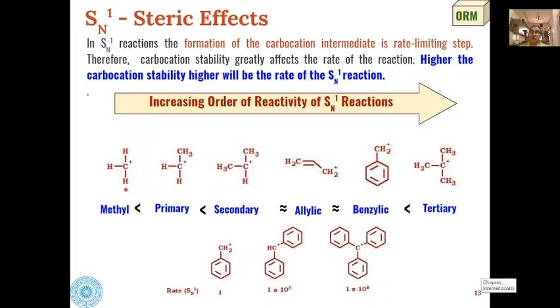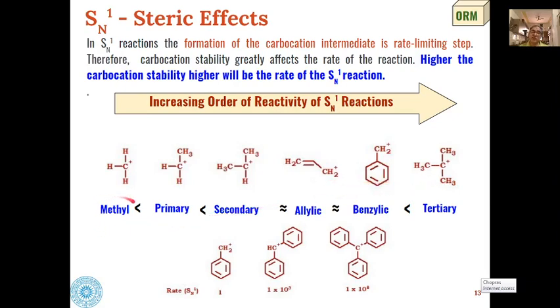Methyl carbocation is less stable than ethyl carbocation. Ethyl carbocation is less stable than isopropyl carbocation. Isopropyl carbocation is less stable than allylic or benzylic carbocation, and they are almost equally stable as per tertiary butyl carbocation. So as the stability of this carbocation increases, the reactivity also increases in this order.